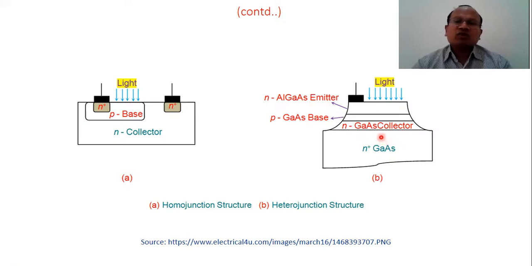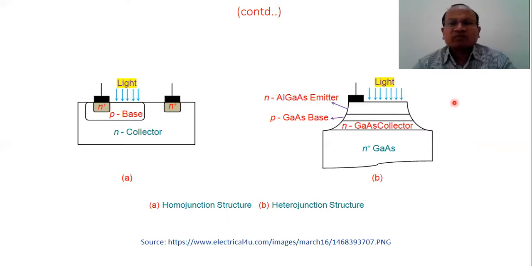And you can see one more thing in the construction as well. The width is larger and it is gallium arsenide. See, N plus means the doping is high. That N plus indicates high doping.